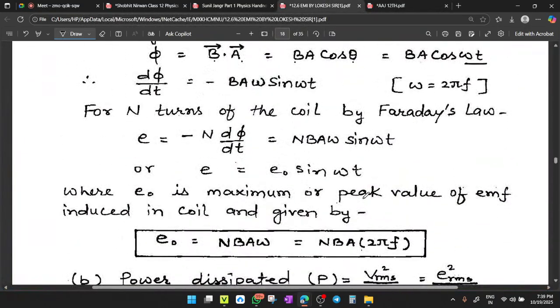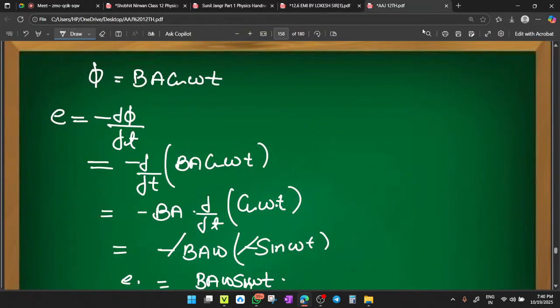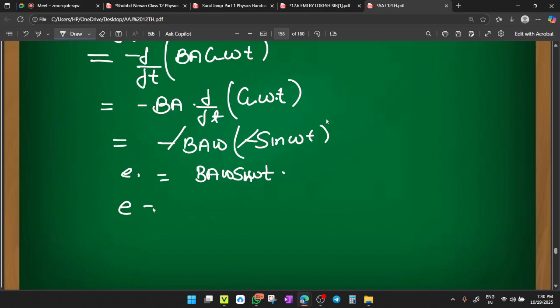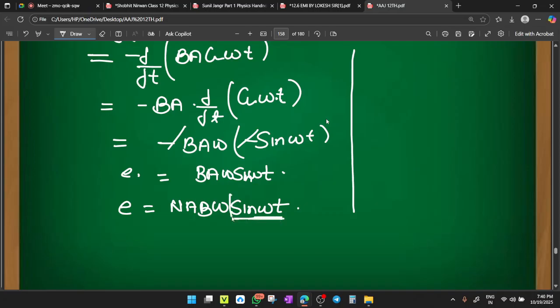So this is equal to minus BA omega sine omega t. Now the minus sign is cancelled, so the EMF is equal to BA omega sine omega t. This is the induced EMF in 1 turn. Now for n turns, just multiply it by n. So for total n turns, it will be equal to NAB omega sine omega t. Clear or not? Now, when omega t is equal to 90 degrees, the value of sine is maximum.